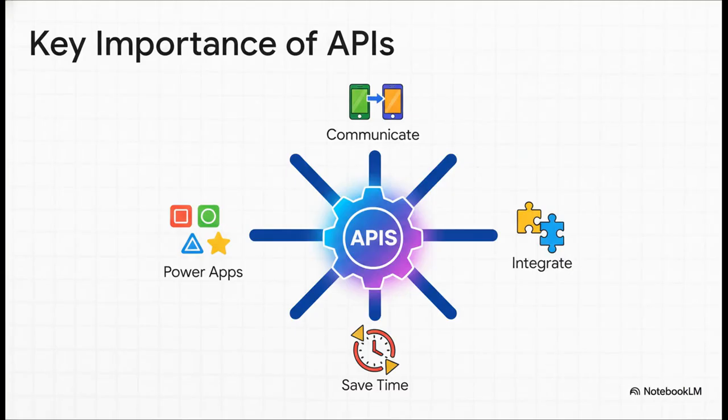So let's just sum it all up. APIs are what let different apps talk to each other. This saves developers a mind-boggling amount of time and money. It enables all those seamless integrations we just expect from our apps nowadays, and it's why they are the secret sauce behind almost every application on your phone.